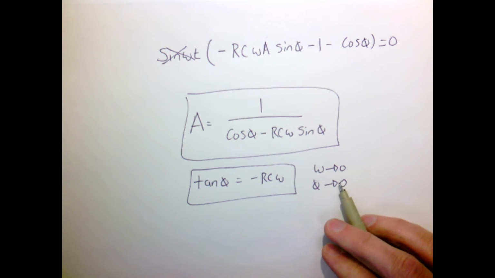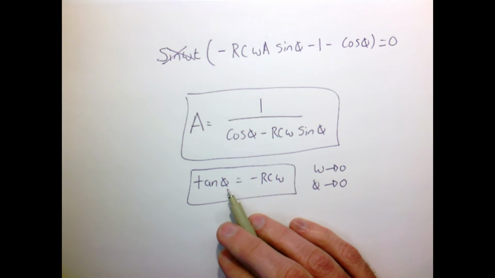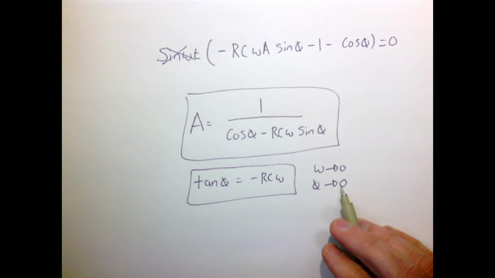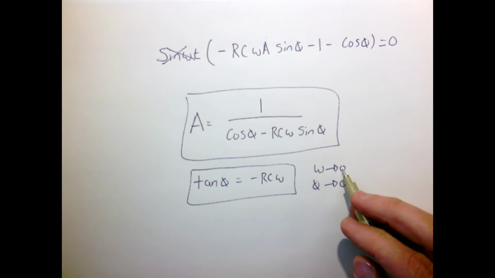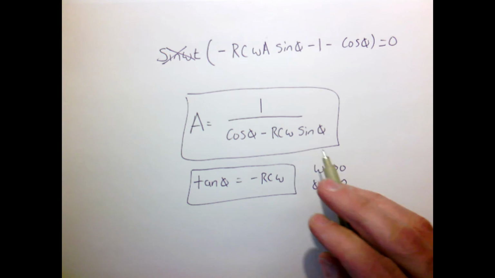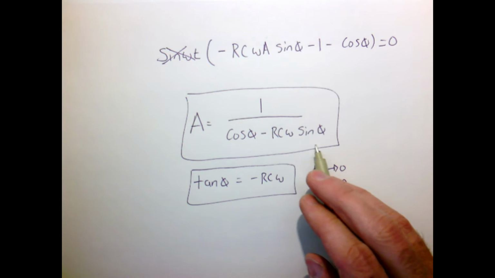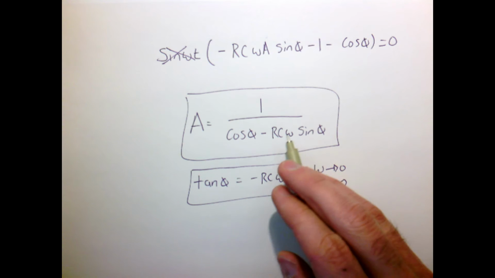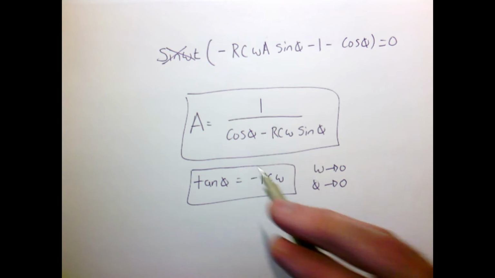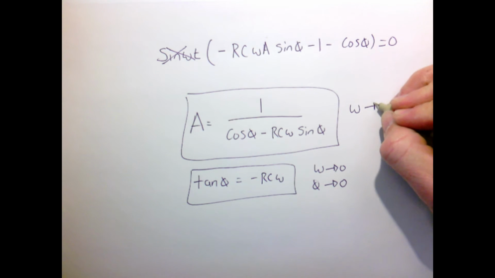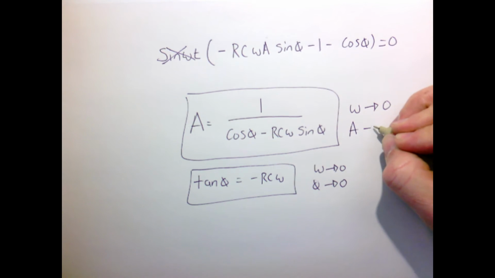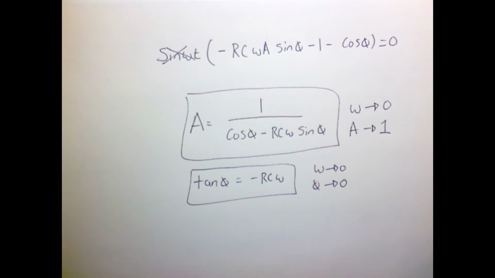So remember, in the low frequency limit here, the tangent goes to zero, or the phase goes to zero. So if we take the limit of omega going to zero here, we see this term would be small, sine of something like zero looks like zero, so that term kind of goes away, and cosine of zero goes to one. So in the low frequency limit, A goes to 1. So in low frequencies with this circuit, both the amplitude and the phase of the output are very, very similar to the input.